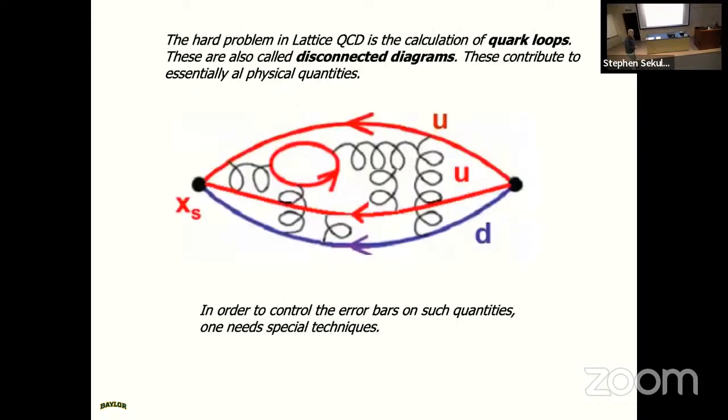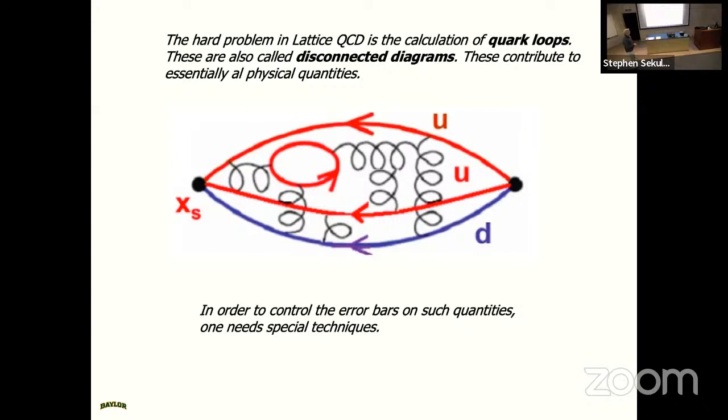Okay, like I said, the hard part of doing such calculations is the disconnected parts. And so we have techniques. We specialize in these things at Baylor. What is a disconnected part? Well, here's a proton. It's going its merry way, but if you have a dynamical system, using a dynamical algorithm, hybrid Monte Carlo, then these sorts of things are going to be incorporated.